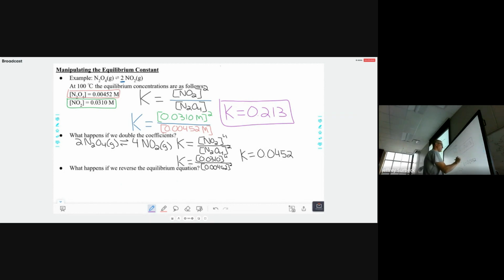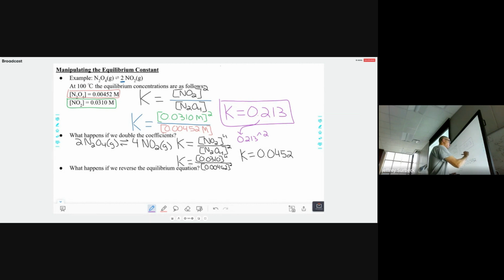And so if we take our original K here, which is 0.213, and since we doubled our equilibrium constant, we're going to say root 2. Okay, so we take 0.213 root 2. I get 0.0454. Now, because of rounding and things of that nature here, that is close enough here. And if we would keep that in our calculator from our first equation, we would actually get 0.0452.